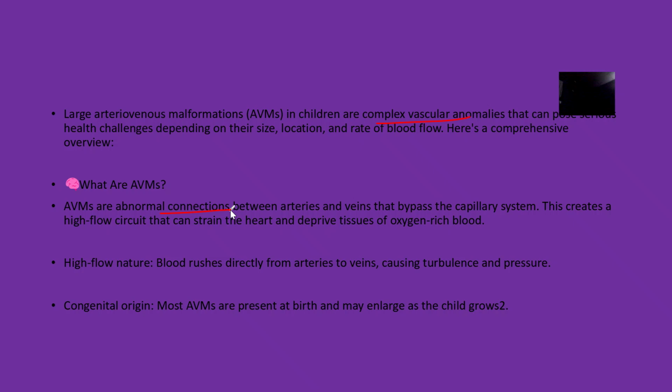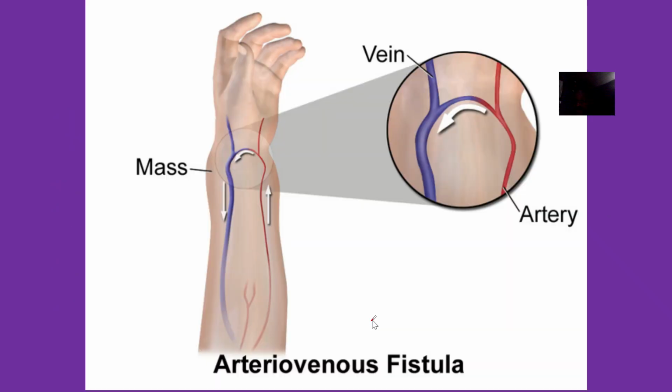lot of what? Issues. Okay, so high flow nature, so blood rushes directly from arteries to veins, so it can cause a whole lot of what? Instability, you know. Congenital origin, so most of them are present at birth and may enlarge as the baby is growing.